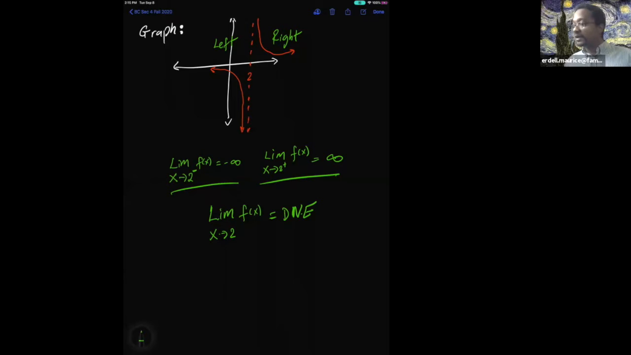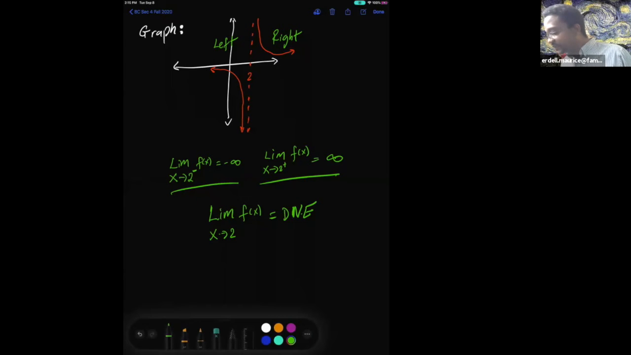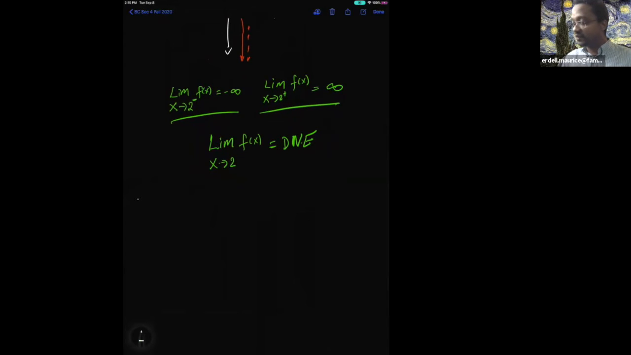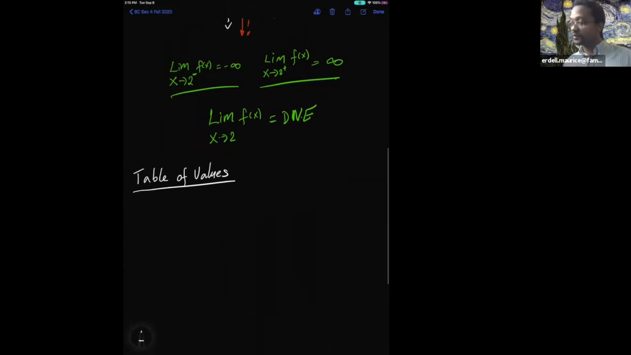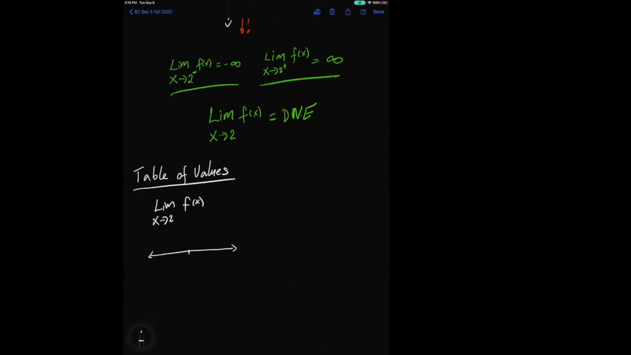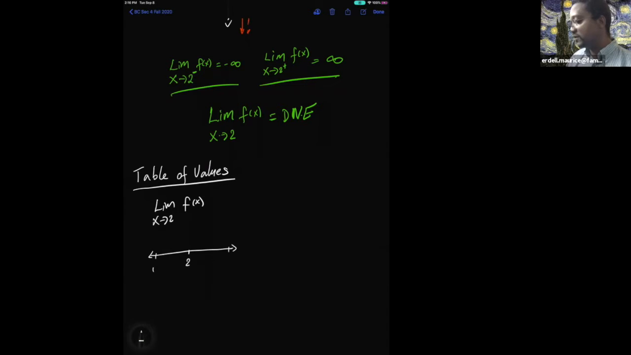All right. So that was the first way of getting to the answer. But remember, I said there were two ways. The second way to get to the same answer would be to use a table of values. So I am taking the limit as x approaches 2 for my function. So we've done this before. I need a number line. What comes at the center of this number line? 2.